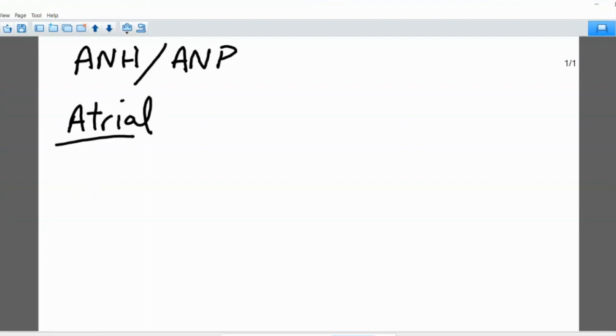A-T-R-I-A-L, atrial. Does anybody know what the atria are? They are the top two chambers of the heart, okay? Your atria are your upper chambers of your heart. So that word is a reminder that your heart makes this hormone. Your heart does a lot of stuff. Really, it pumps blood. That's the main thing that we like to know about the heart. But very interesting, cool thing about the heart is it makes this hormone.